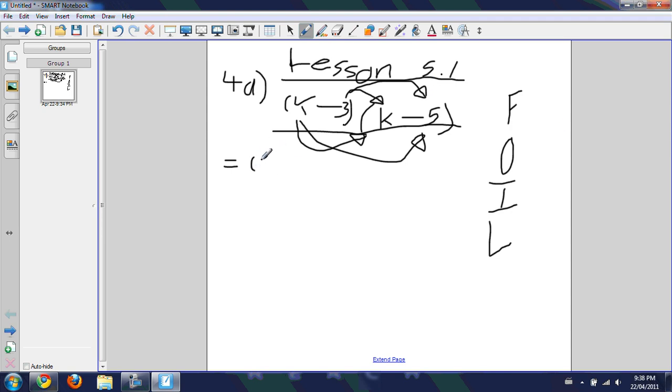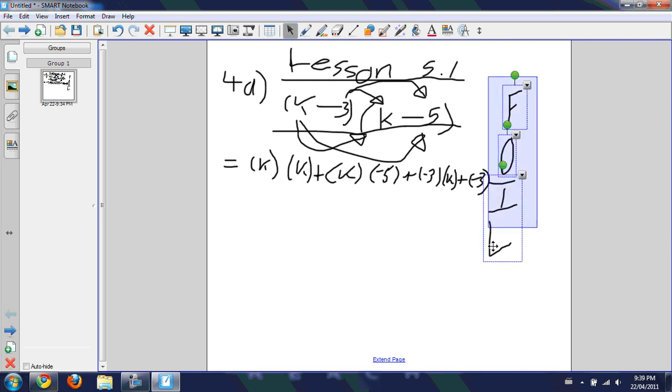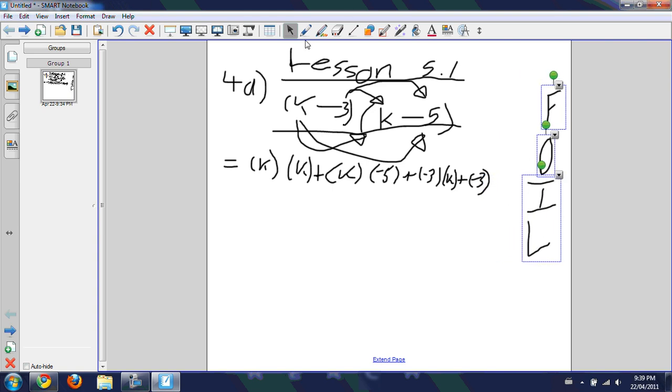So I'll write that k plus five plus minus 3, move that over, continue, minus 5.